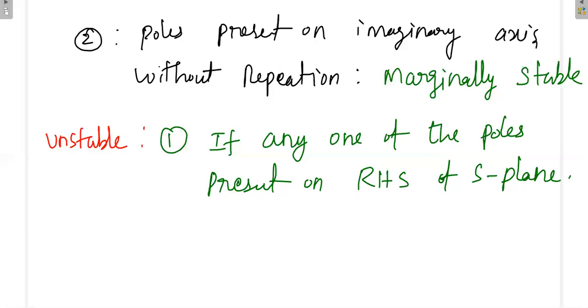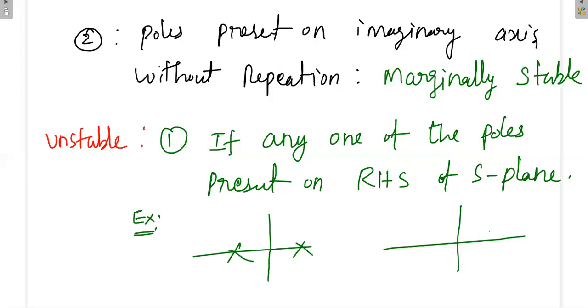So what is the example? Say you are having two poles, one is there and another one is there. Again, this is unstable. Suppose both the poles are on the right half of the S plane, then also the system is unstable. What is the statement? If any one of the poles is present on the right half of the S plane, then the system is unstable. Then what is marginally stable? If the poles are on the imaginary axis without repetition, that is marginally stable.